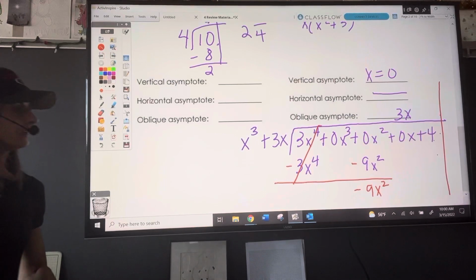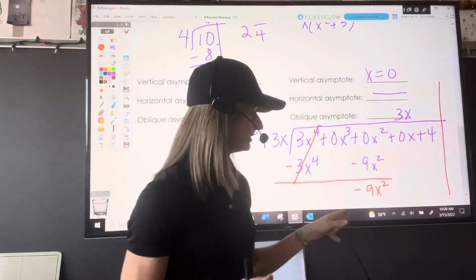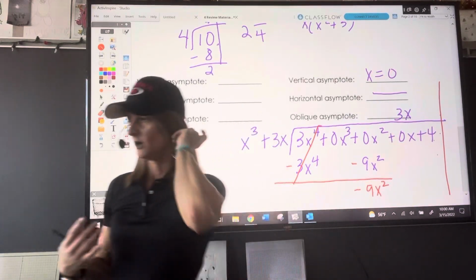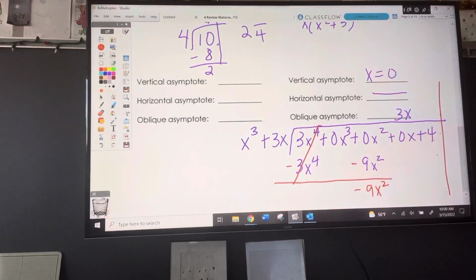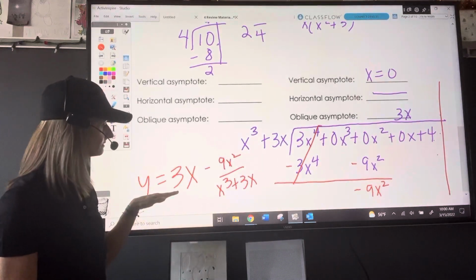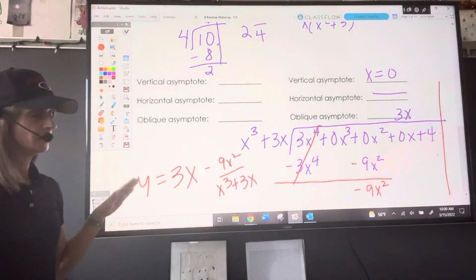Now we could keep going and have a remainder, and you'll need the remainder in calculus next year. We won't need it right now, but next year you will. The equation for this oblique asymptote is just y equals 3x. But if I had to write it with the remainder, I would write it like this: minus 9x squared over x cubed plus 3x. We do not need this for pre-calculus. We just need this right here. Any questions on that?